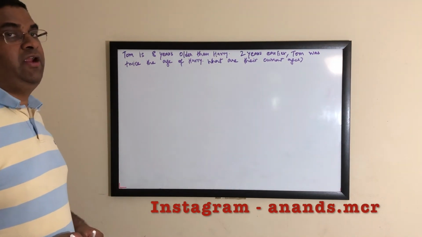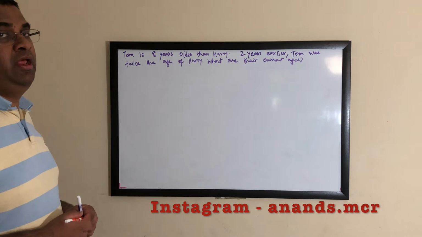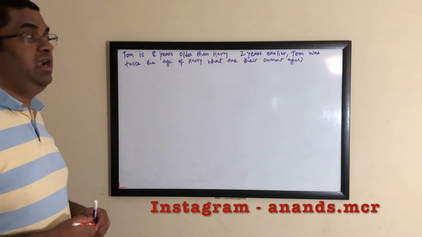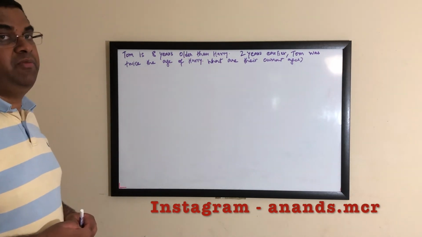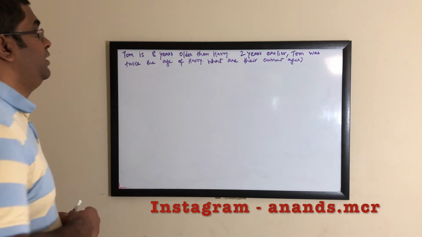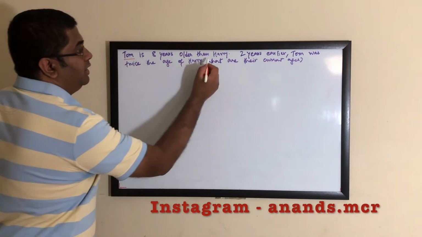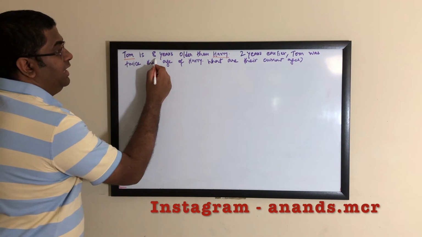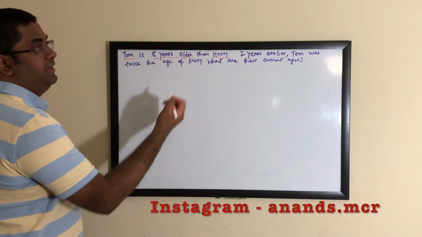Now let us look at the way to do this problem, and as usual, let us first identify and underline the key pieces of information that are available in this problem. So there are two people named Tom and Harry, and Tom is 8 years older than Harry.